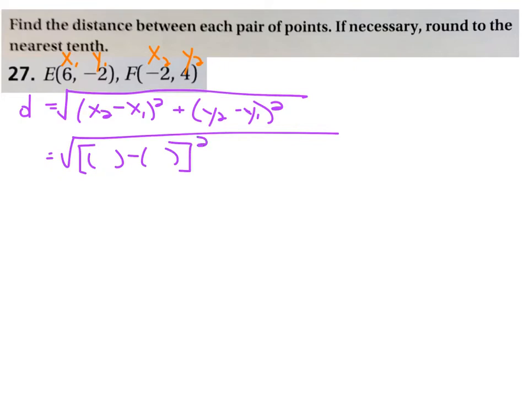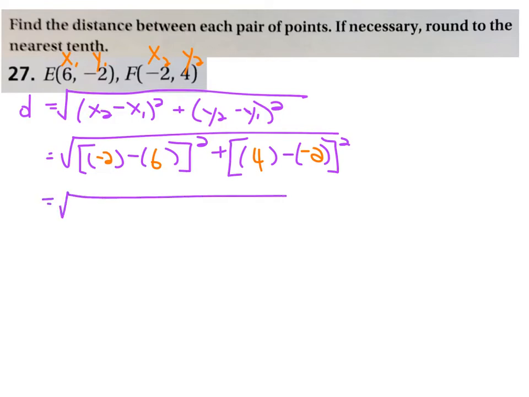So what we're going to do is subtract those values and square it. Plus y2 minus y1 squared. And what are those values? Well, x2, negative 2, minus x1, 6, y2, 4, minus y1, negative 2, and when we simplify this, we get negative 2 minus 6 is negative 8 squared.